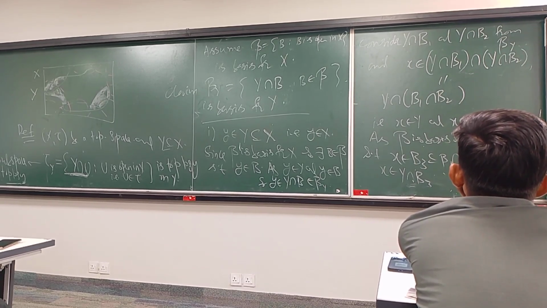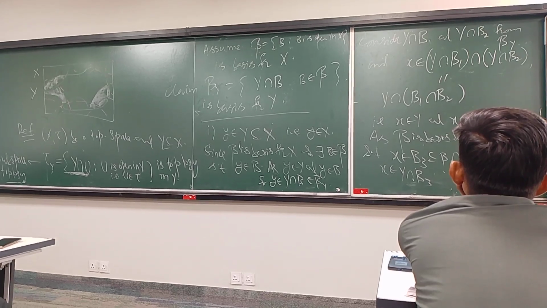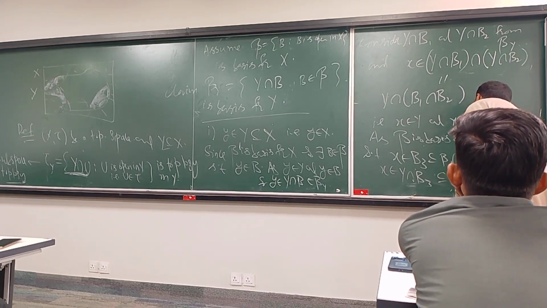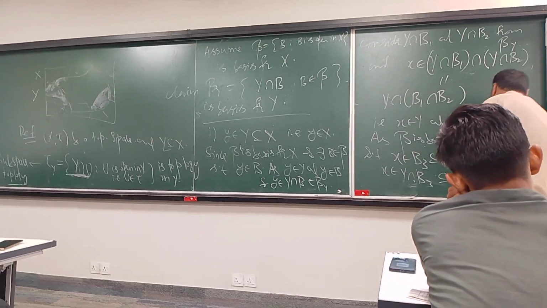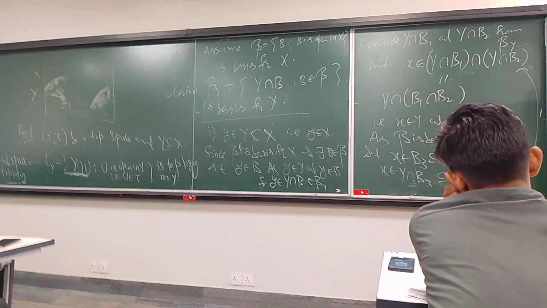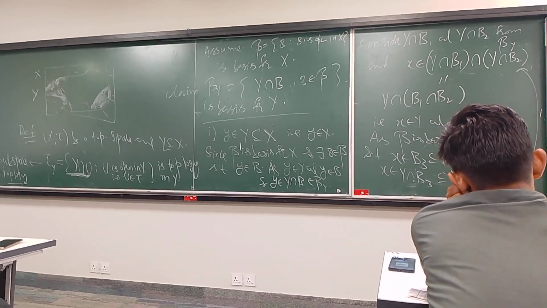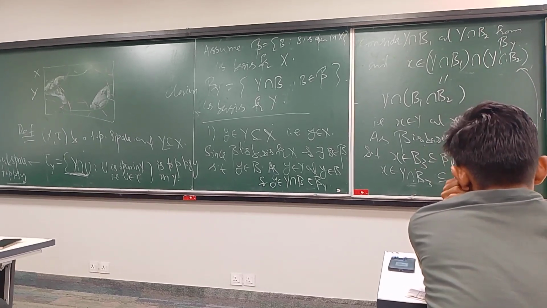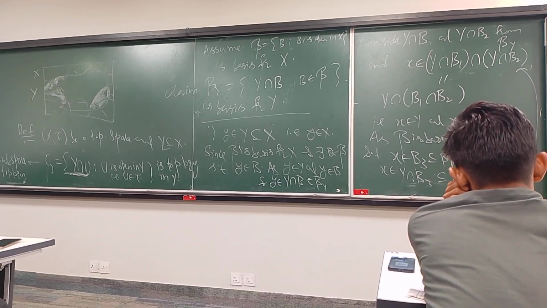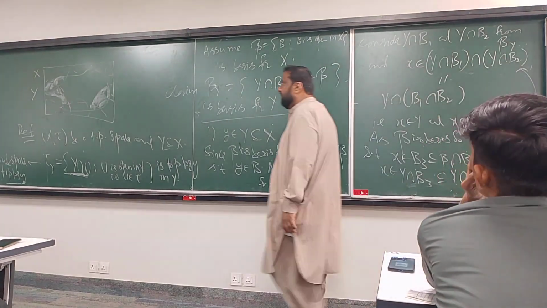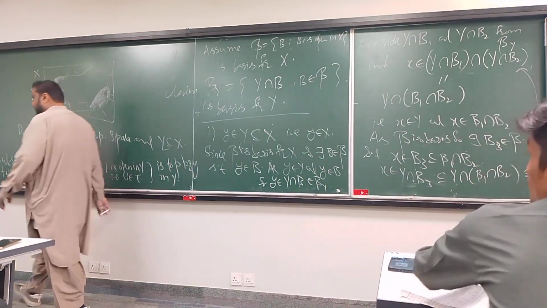B3 is a subset of B1 intersection B2, so I can say this is a subset of Y intersection B1 intersection B2, which is precisely equal to this. That's what you needed to prove. And now you have a recipe to create the basis for the subset topology.